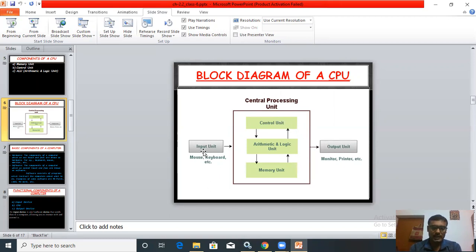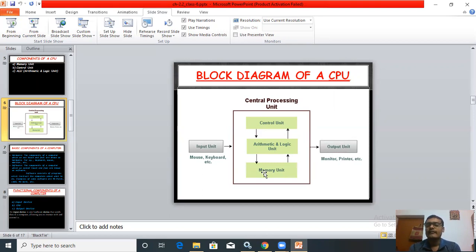The data is given to the control unit. With the help of the control unit, the data is sent to the ALU, the arithmetic and logic unit. The ALU does all the processing tasks. After processing the data, it generates the result, and the result is stored in the memory unit of the computer. Memory unit means primary memory or main memory. The result is stored in main memory, that is RAM, random access memory.